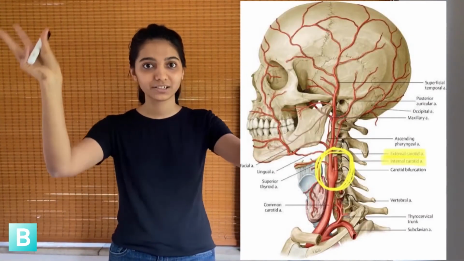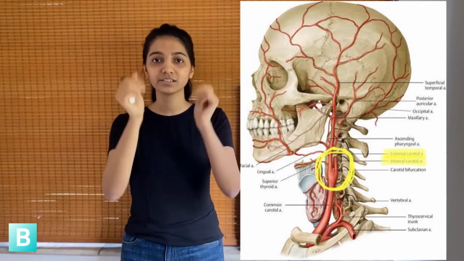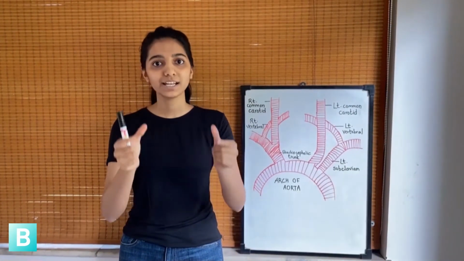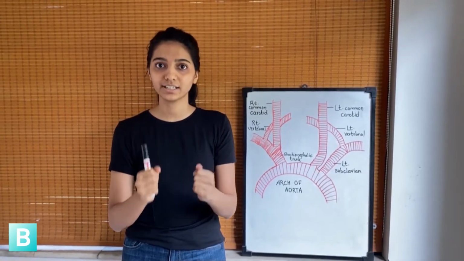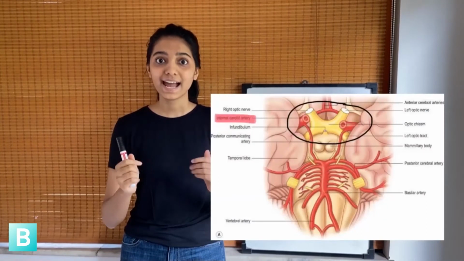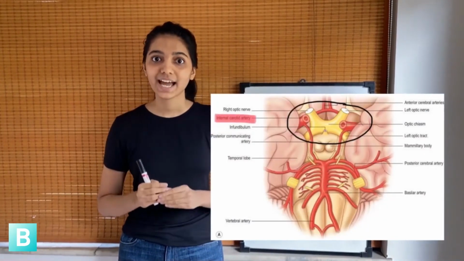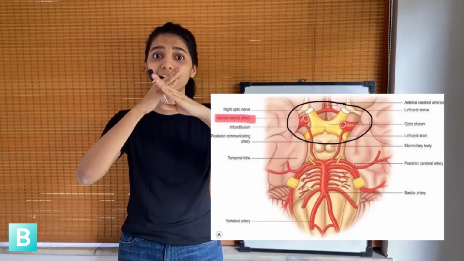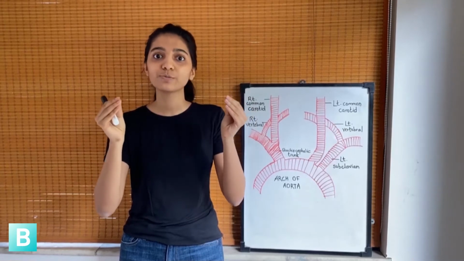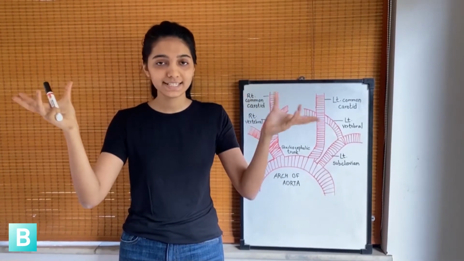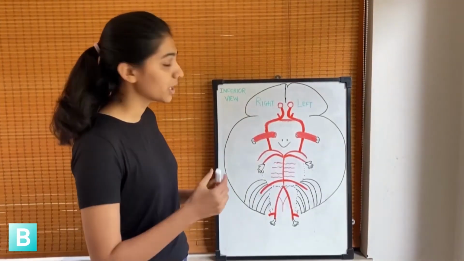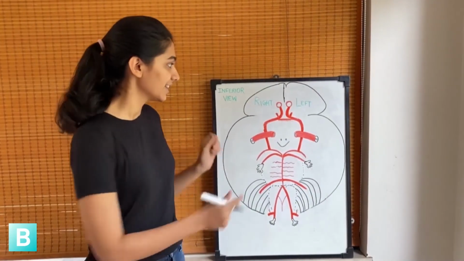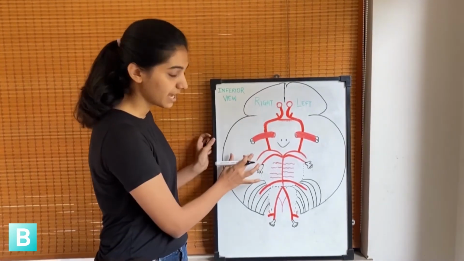out to give the external carotid arteries and the internal carotid arteries. Now our internal carotid arteries enter the cranial cavity via the carotid canal and they terminate at the optic chiasma. I repeat, they terminate at the optic chiasma by giving out two branches, the middle cerebral artery and the anterior cerebral artery.